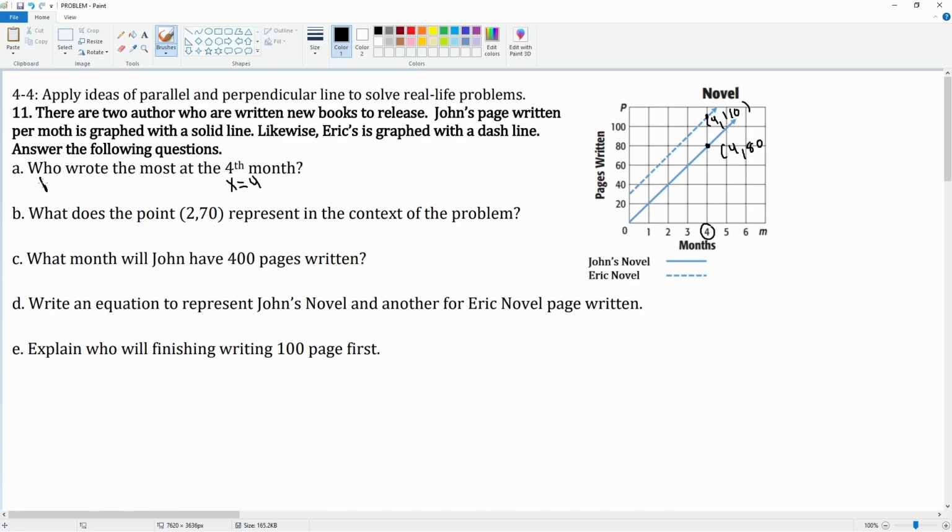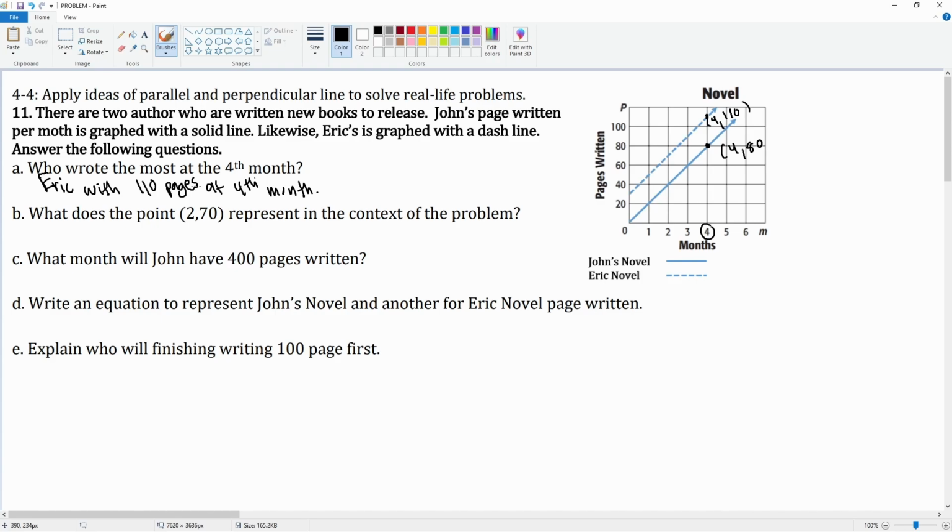So we can say that it is Eric at 110 pages at the fourth month. Okay, let's just add that at the fourth month, because that might make more sense as a complete sentence. Eric wrote the most. Eric with 110 pages at the fourth month.